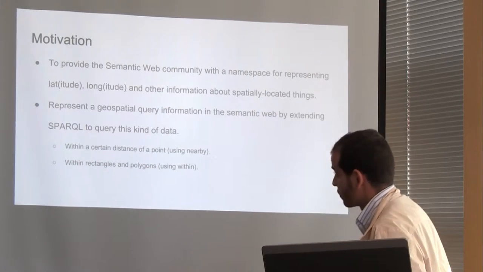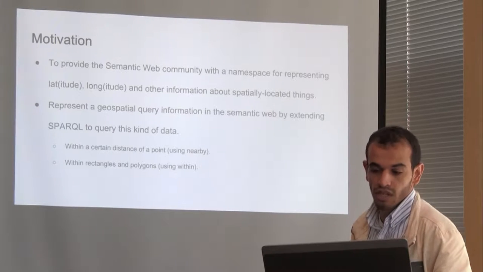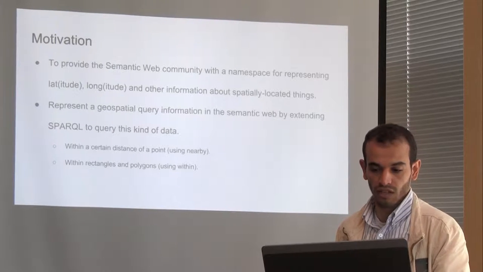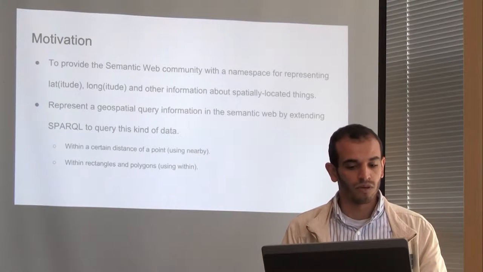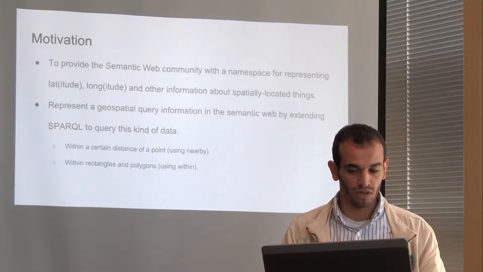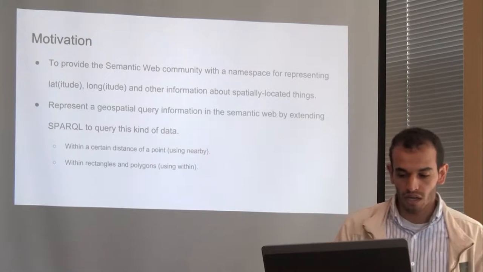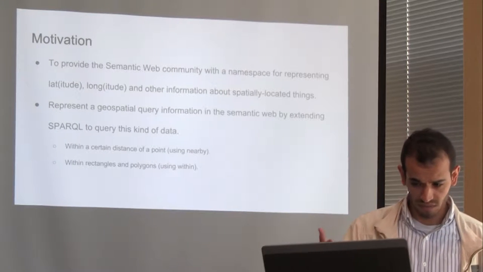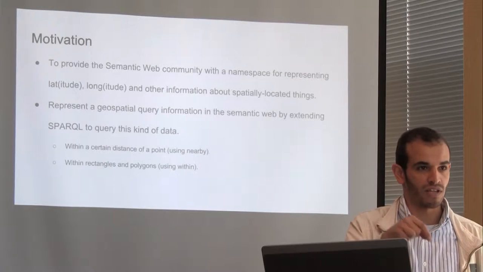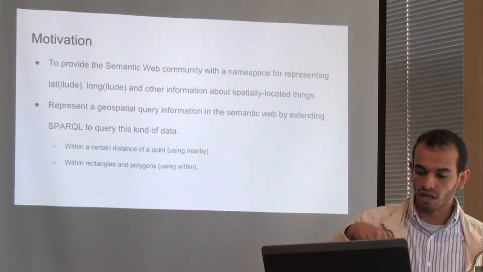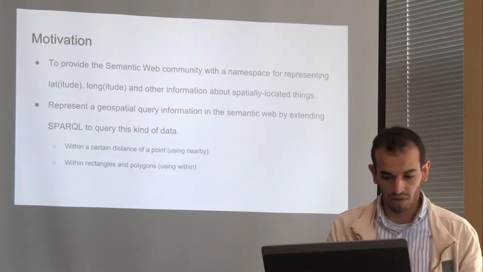The motivation for why we need this vocabulary is to provide the semantic web community with a namespace for representing latitude and longitude and other information about spatially located things, and to represent geospatial query information in the semantic web by extending SPARQL to query this kind of data. So we can query SPARQL using nearby or within. Nearby means, for example, you want to search in a radius of, let's say, 100 meters, and so on.